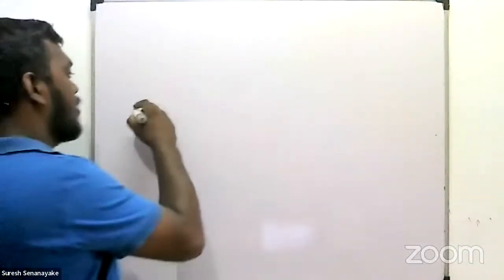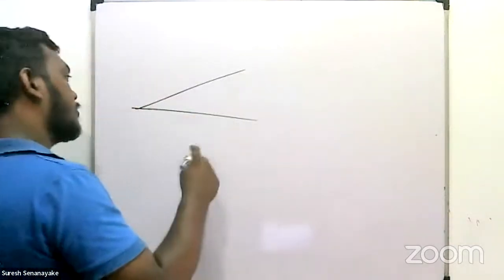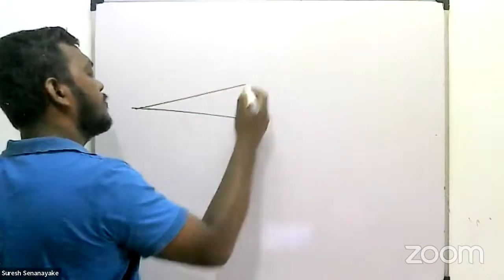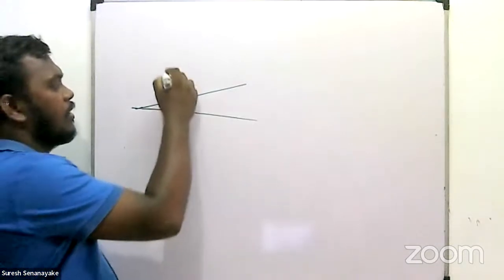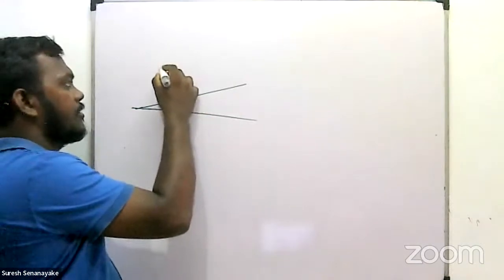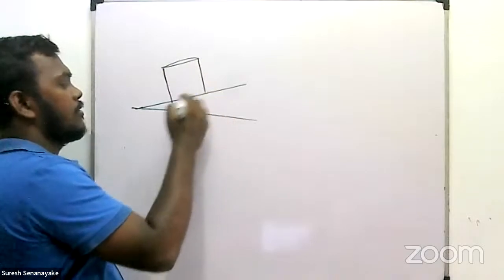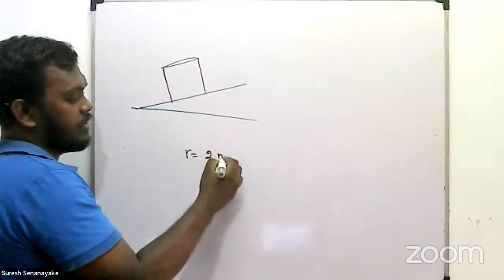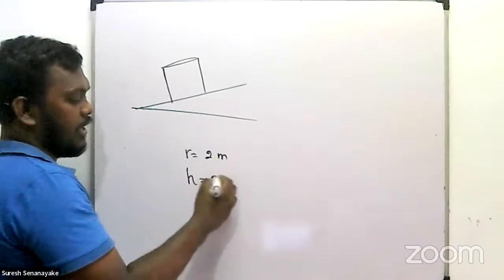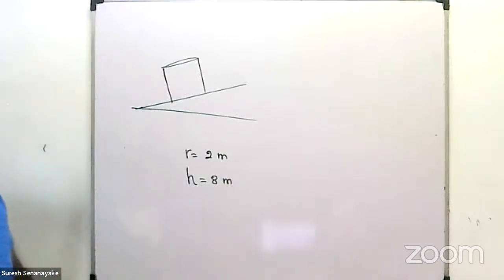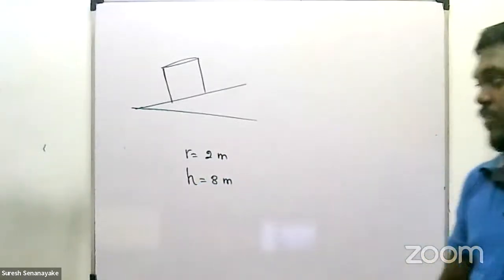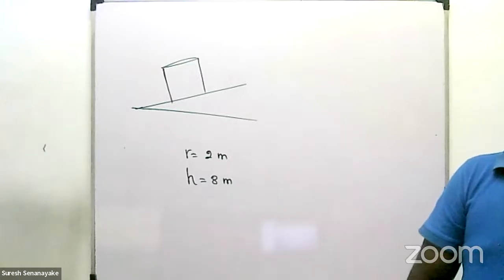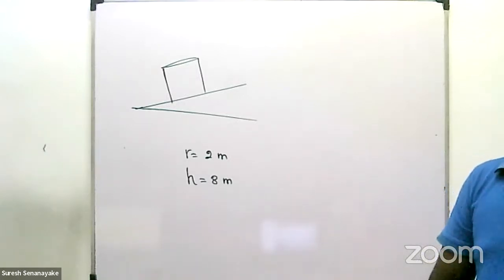Another question I see. A cylinder of radius 2 meters and height 8 meters is placed on an inclined plane as shown.